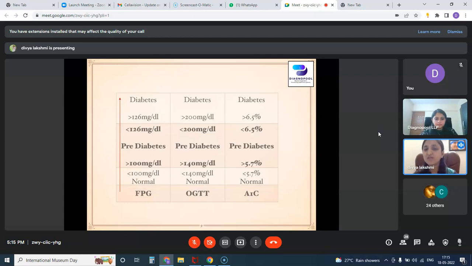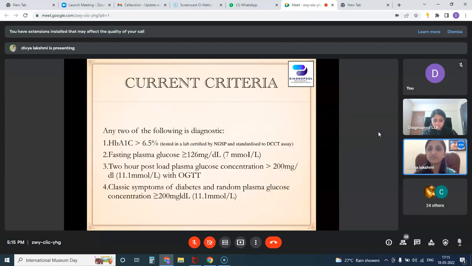What about HbA1c? If HbA1c is less than 5.7%, it is normal. If it is above 6.5%, we term it as diabetes. If it comes between 5.7 and 6.5, we term it as pre-diabetes. Okay, these reference values are very important.